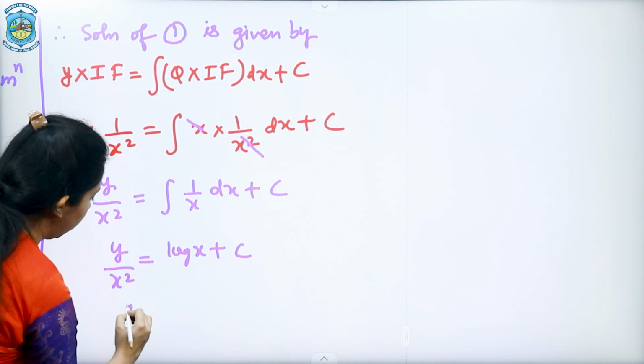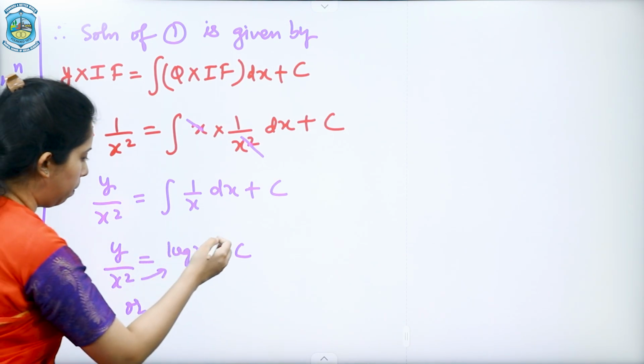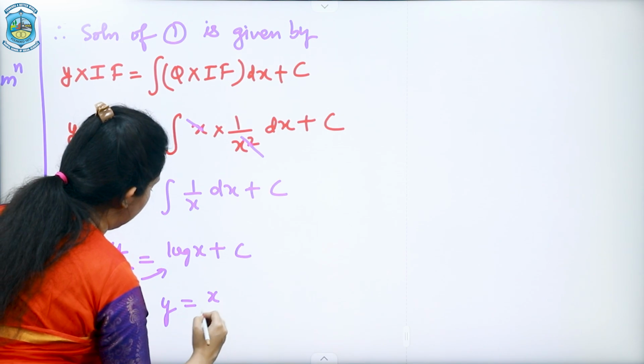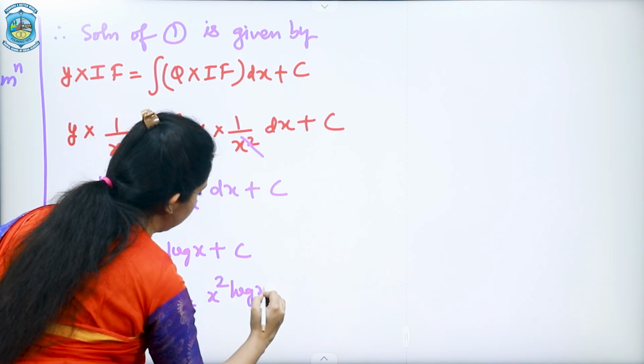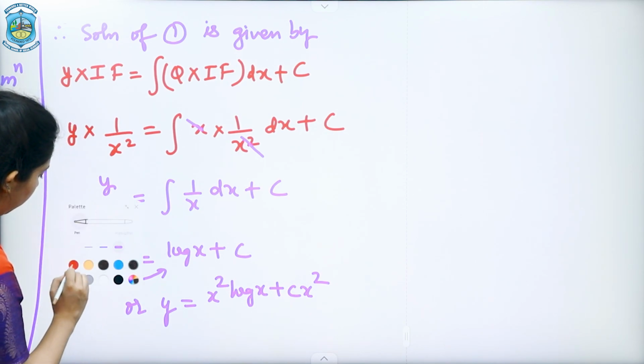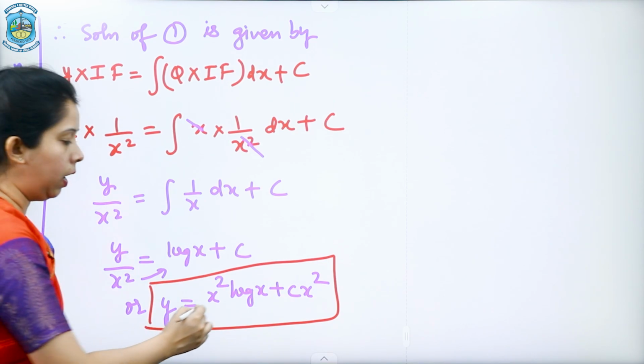Next step, we have to find the value of y. So, we can shift this x square to the right hand side, multiply it with the terms that are in the right hand side. So, here we will get y is equal to x square log x plus c x square. So, this is the value of the given differential equation, y is equal to x square into log x plus c x square.